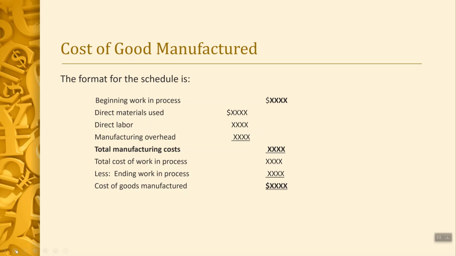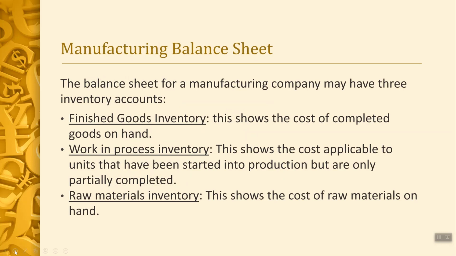All right, so we have our beginning work in process. We're going to add our direct material, direct labor, and manufacturing overhead cost. That gives us total manufacturing cost. When we add that total manufacturing cost to our beginning work in process, that gives us the total cost of work in process. We now subtract our ending work in process, and that gives us the cost of goods manufactured. And again, that is what we use to find our cost of goods sold.